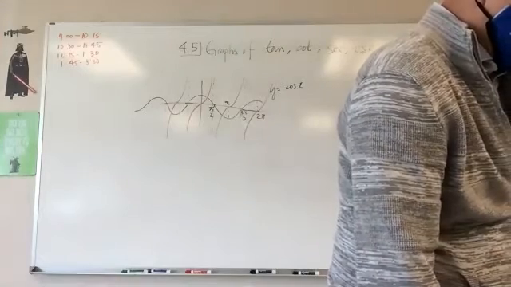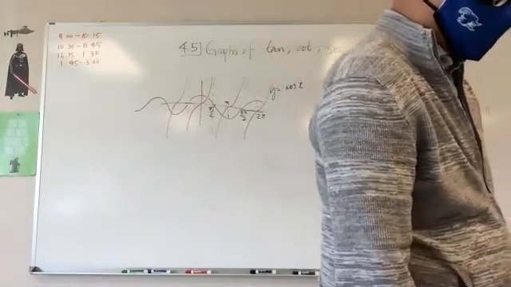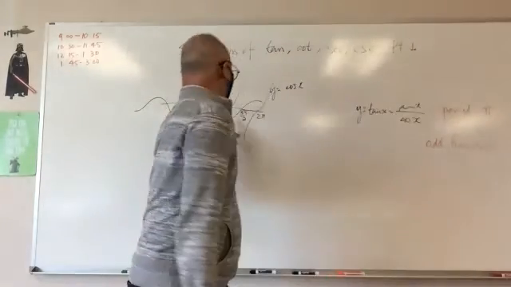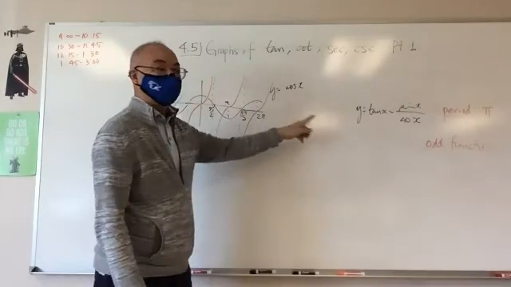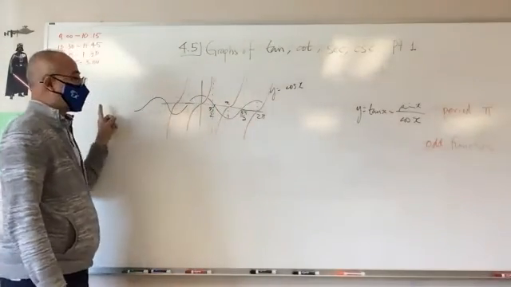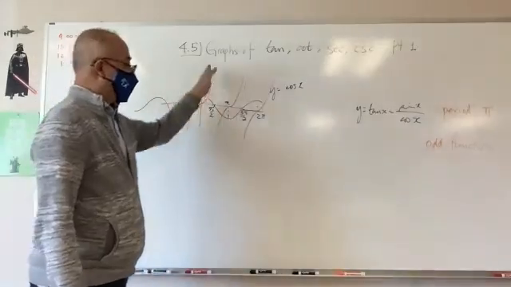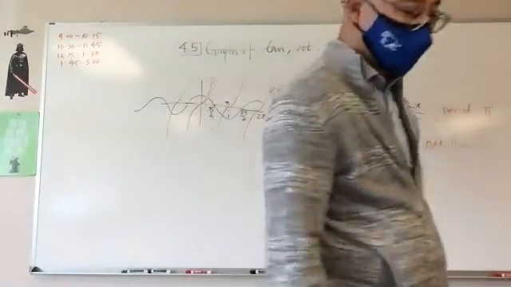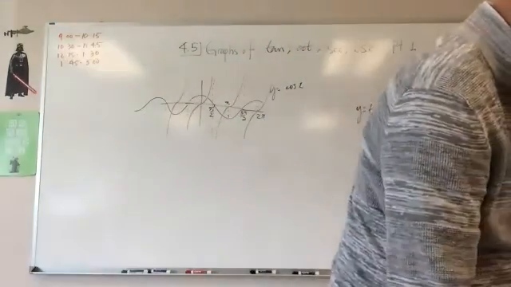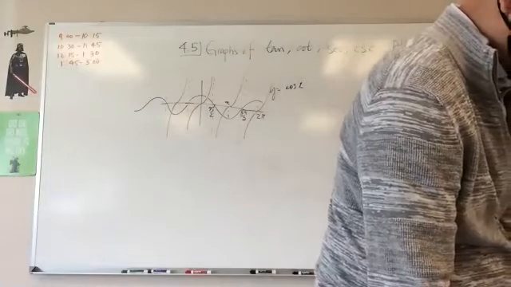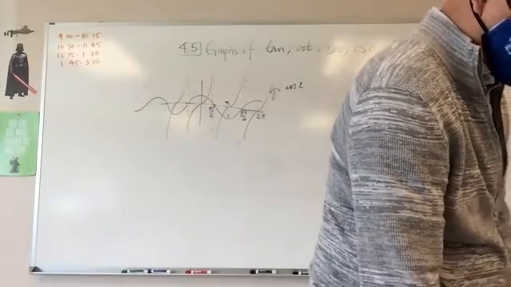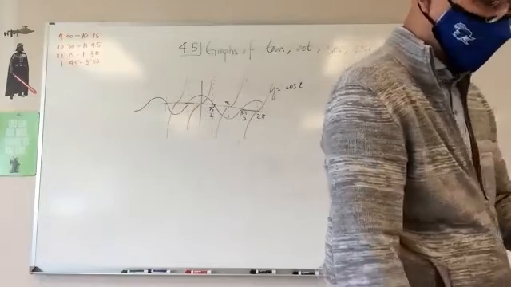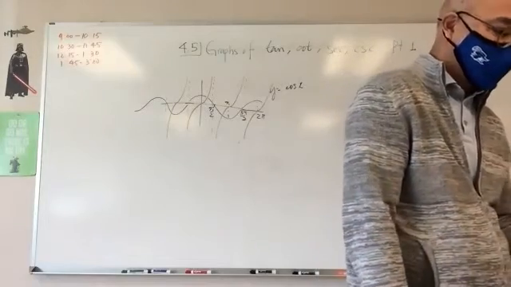Domain is all real numbers except for odd multiples of pi over 2, right? Because at every multiple of pi over 2, we're going to have an asymptote. The range is negative infinity to positive infinity. Okay. All right. We're good. Any questions there on the tangent function?